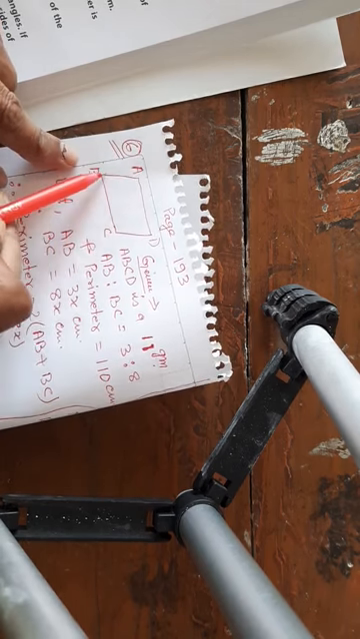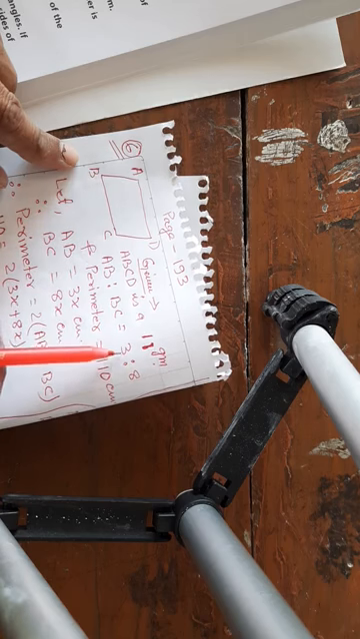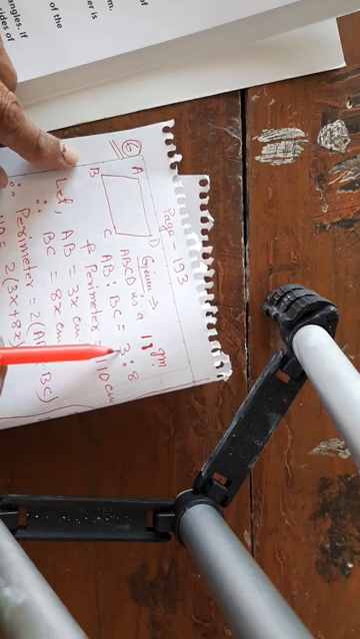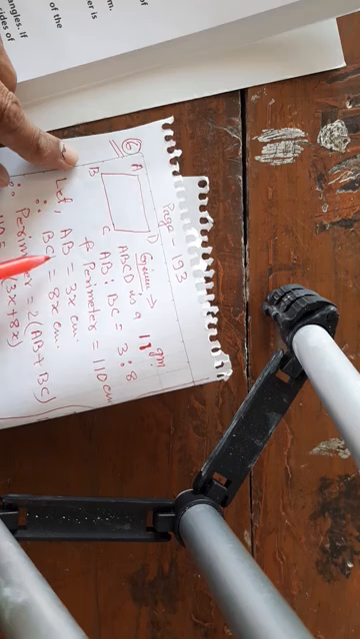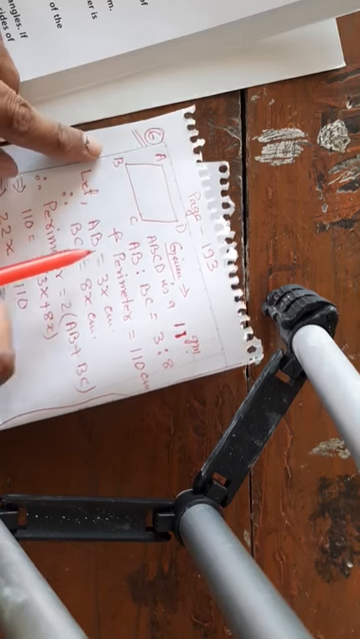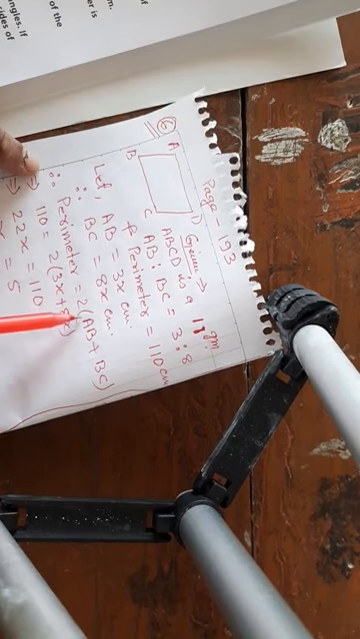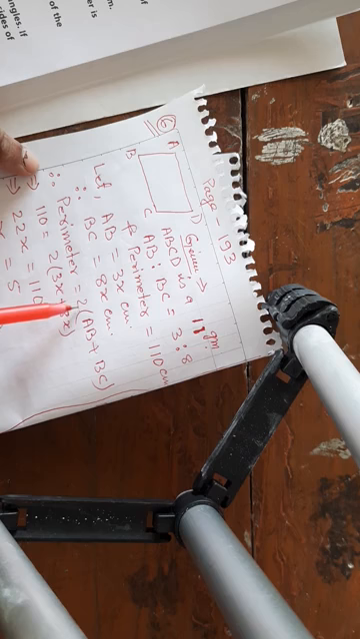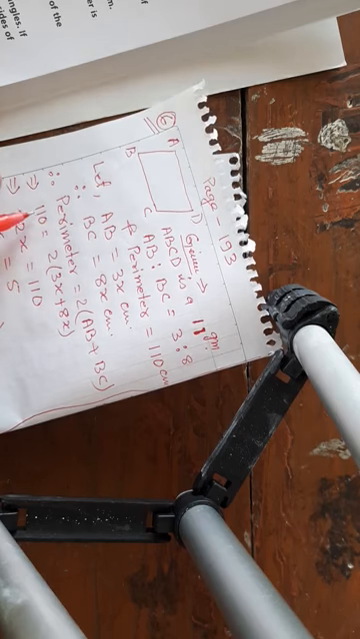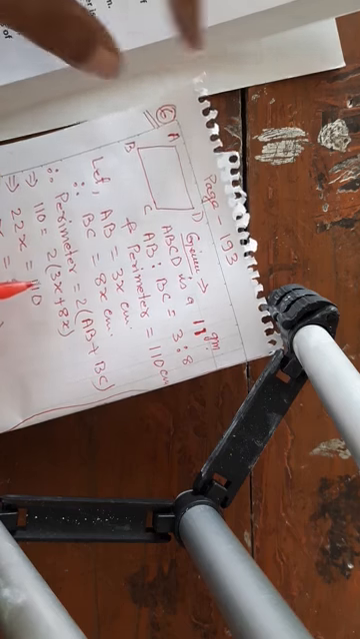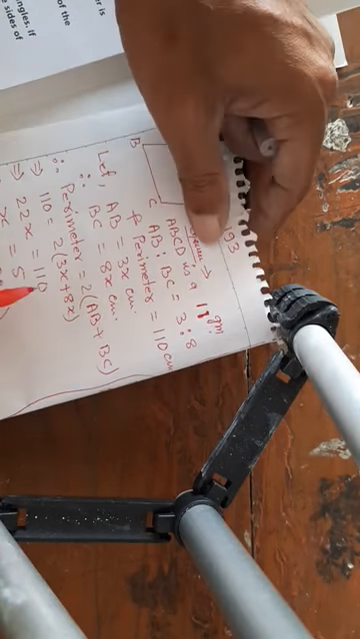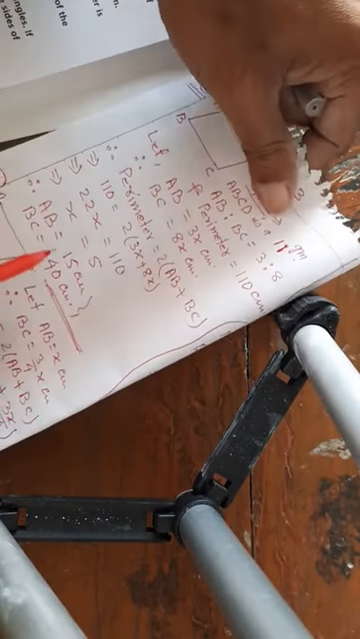So let AB is equal to 3x, since ratio is 3:8. Therefore, BC is equal to 8x centimeter. Perimeter is equal to 2 into sum of adjacent sides, 2 into AB plus BC. It is given perimeter 110 is equal to 2 into AB 3x plus BC 8x. 11 into 2, 22x. 22x is equal to 110, or x is equal to 5.